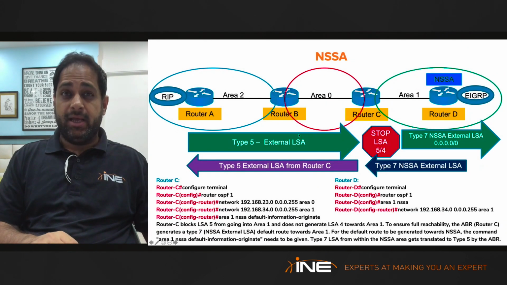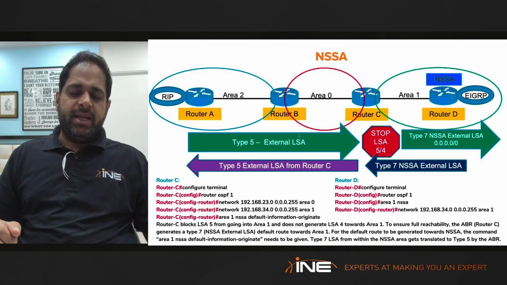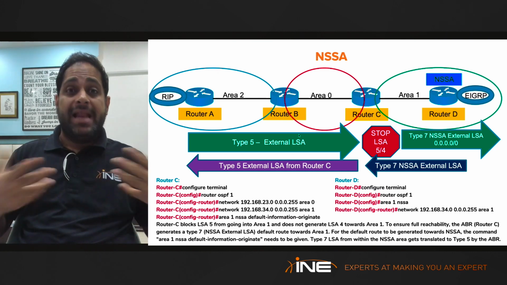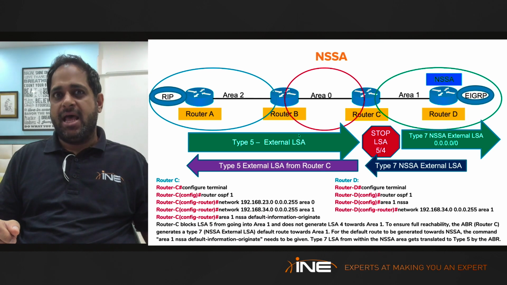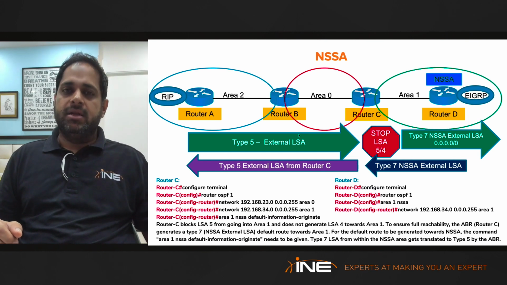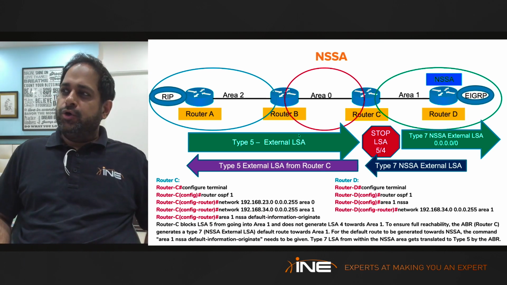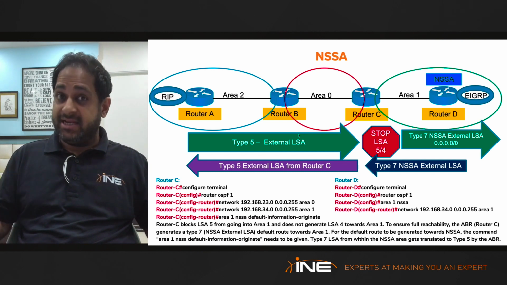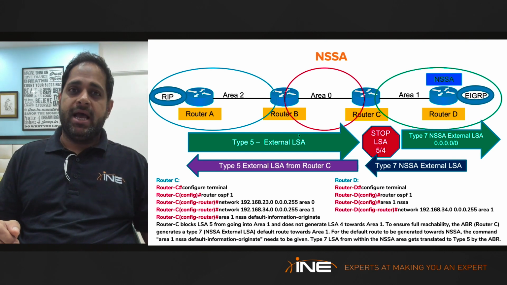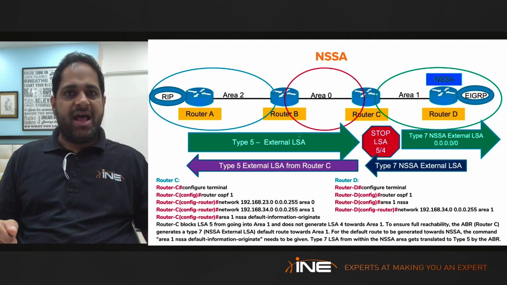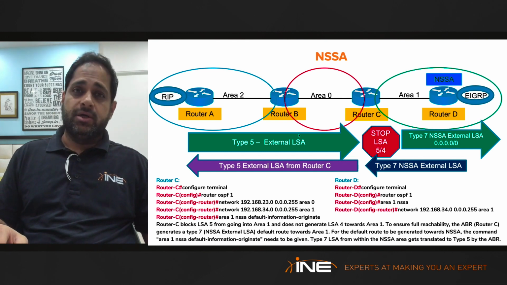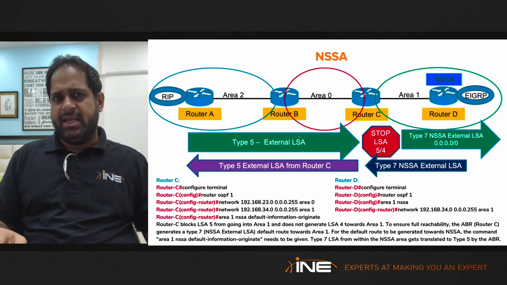The next one that we will look at is going to be not so stubby area. Now, not so stubby area is pretty similar to stubby area, with one limitation relaxed, which is you can have an ASBR in the not so stubby area. The other limitations, like you cannot have a virtual link, still exist. So when you configure an area as not so stubby, you cannot have a virtual link going through it. And you cannot configure area 0 as not so stubby. You can have an ASBR.